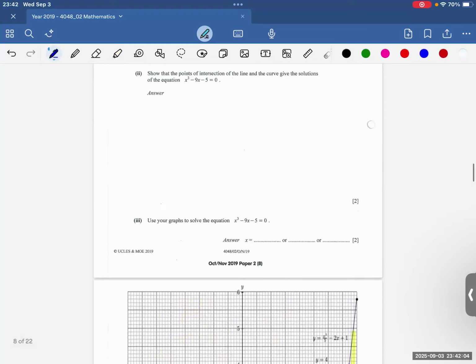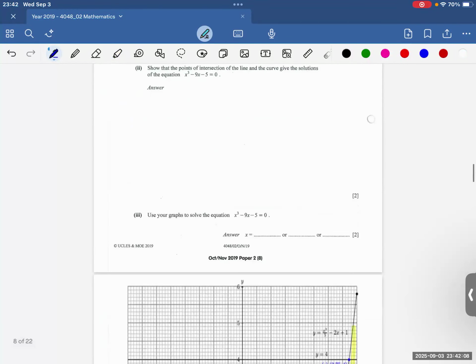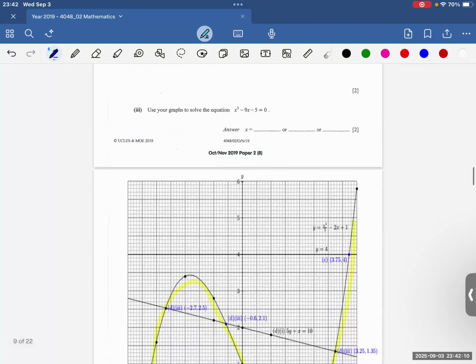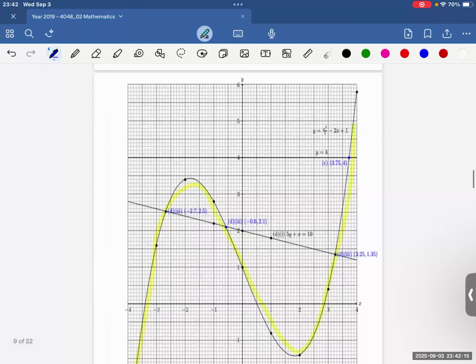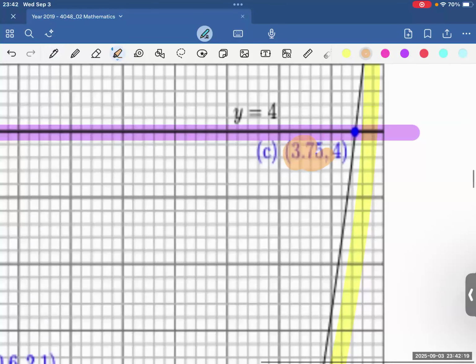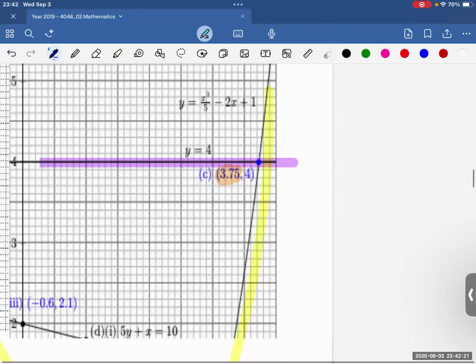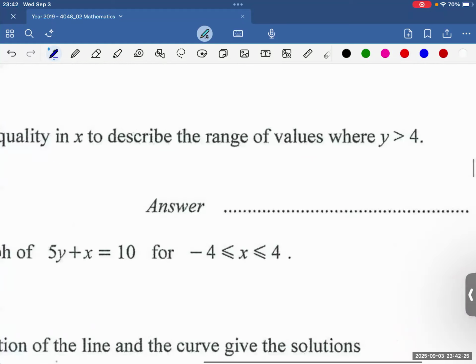And then use our graph to write down an inequality of x when y is greater than 4. So over here, you guys can see there's a line that is y equals to 4. So when y is greater than 4, we can see that the x value here is 3.75. So therefore, x is greater than 3.75.